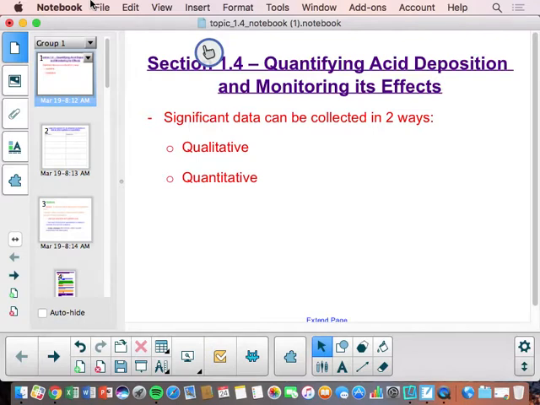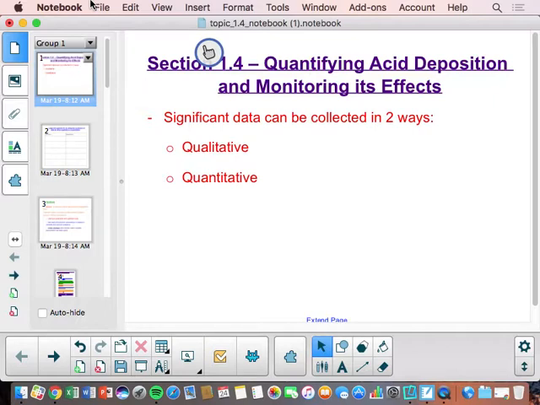Anyway, this is talking about quantifying acid deposition. All the stuff in chapter 1 is about acids, and how we monitor its effects. So this is talking about how it affects the environment. Yesterday we talked all about how it affects the environment as well. If you didn't see that, there should be the link to it on the classroom under 1.3. You should be able to watch the video. Let me know if you have any trouble with that.